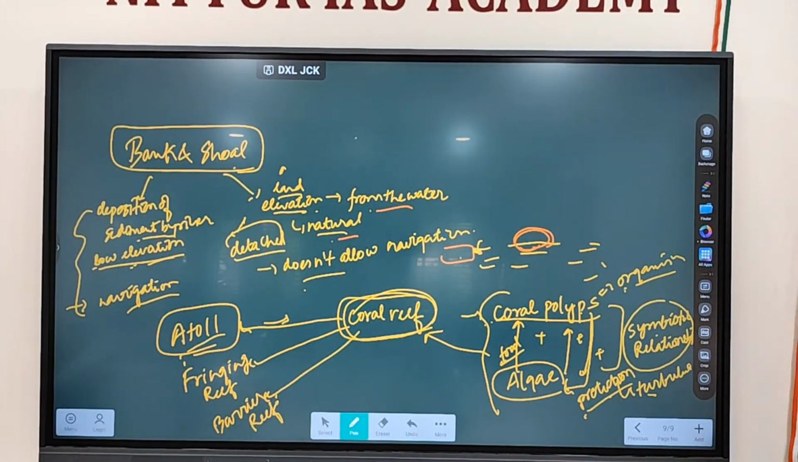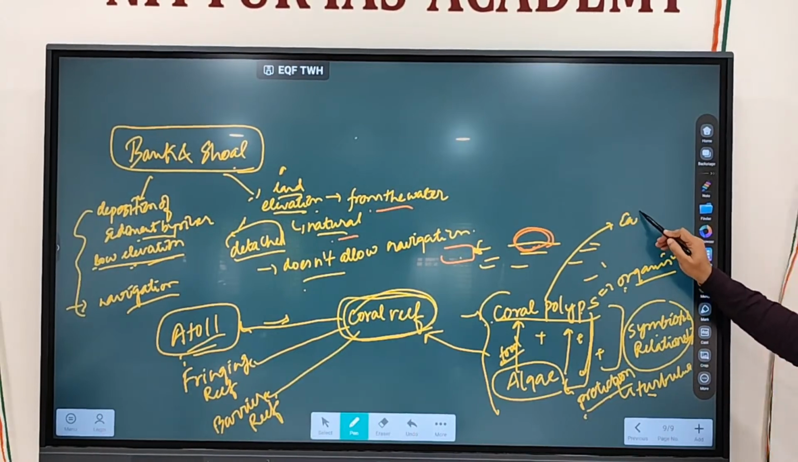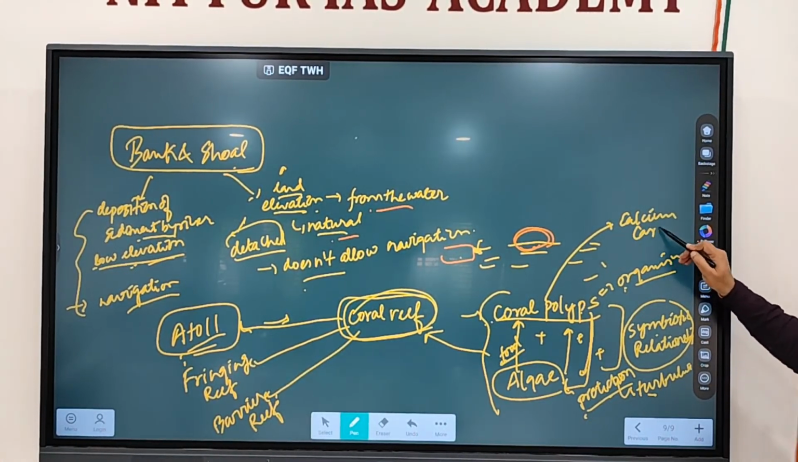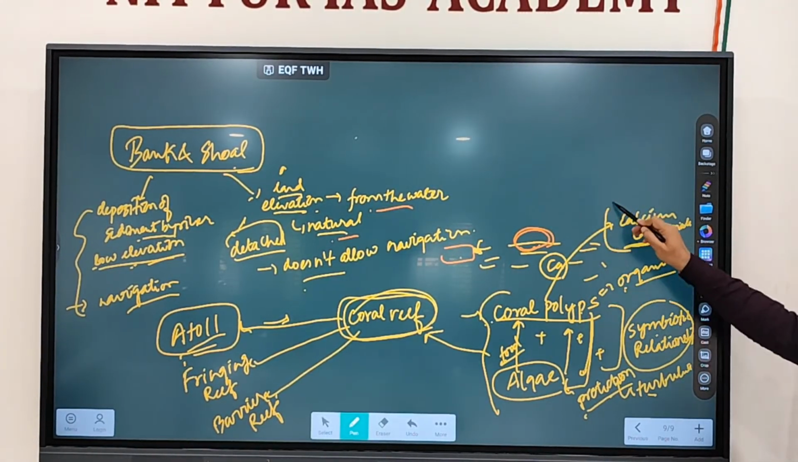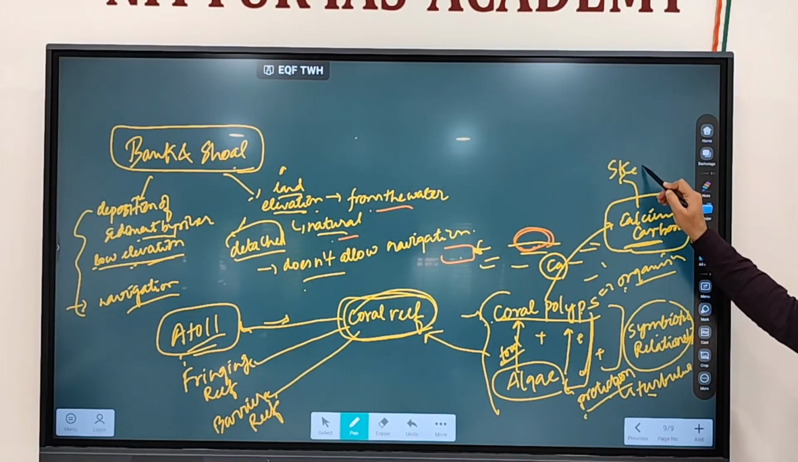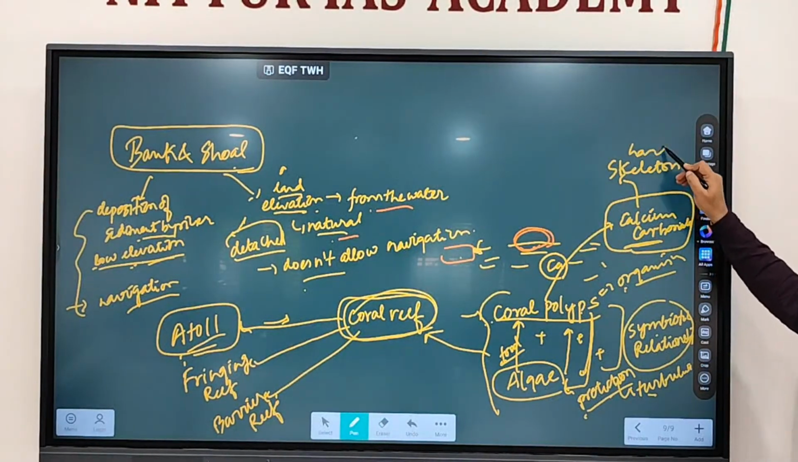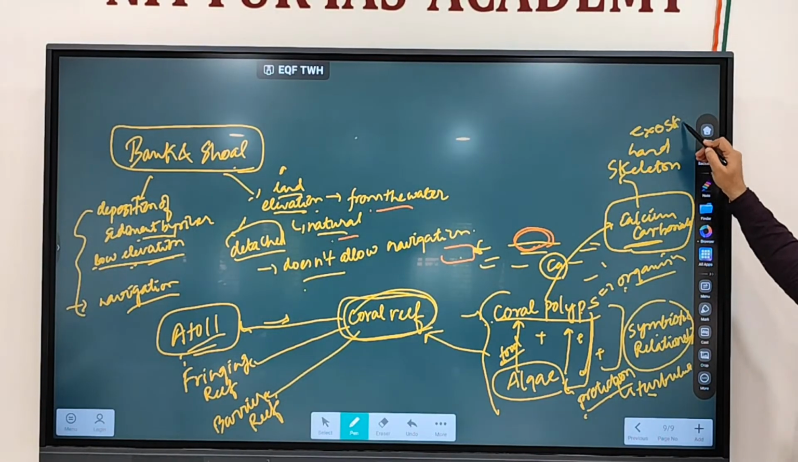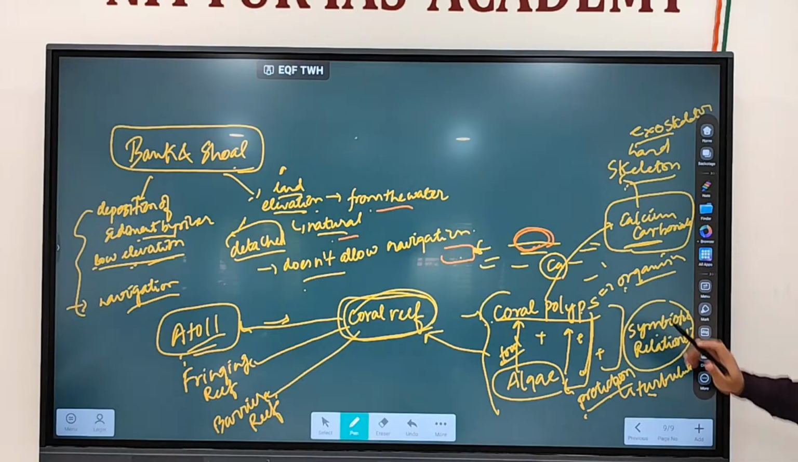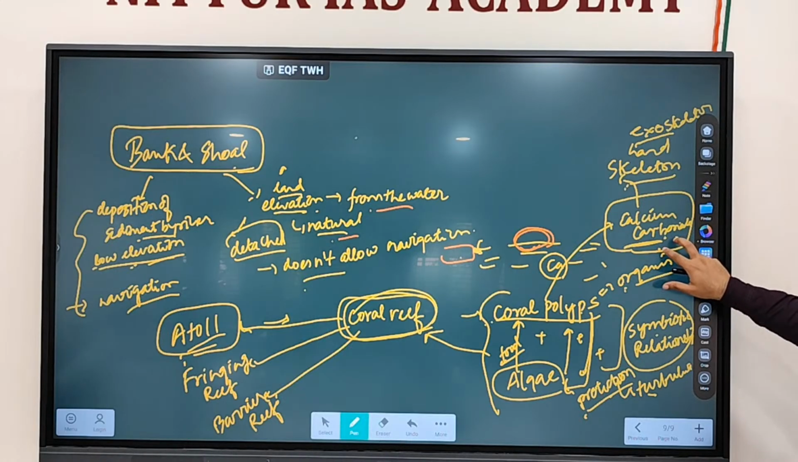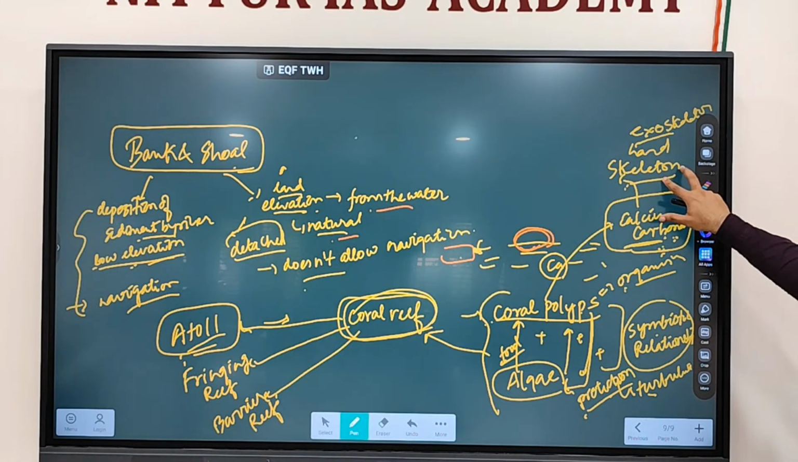Clear? Now, coral polyps extract what we call calcium carbonate. They extract calcium from the water and build their skeleton. This hard skeleton, the exoskeleton, is referred to as the hard shell. Clear? So coral polyps extract calcium from the water. Then from this calcium, they build calcium carbonate, and this calcium carbonate creates their hard skeleton or exoskeleton.